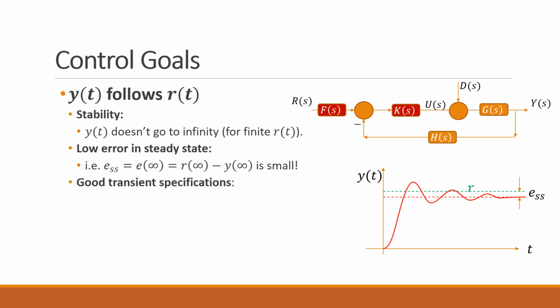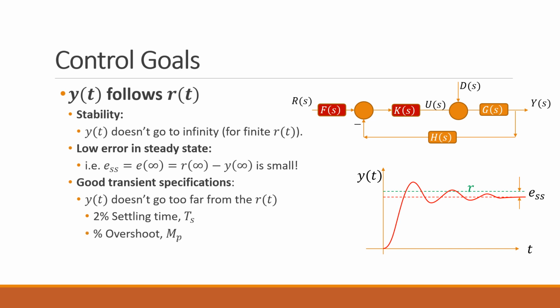Finally, even though we want Y of t to eventually follow R of t, we may have some other specifications on the way, and we call these the transient specifications. The gist of these specifications is that Y of t doesn't go too far beyond R of t, and it stays within limits. The examples of these specifications are 2% settling time. It is defined as the time taken by Y of t to reach within plus or minus 2% of the steady state value. Another example of the transient specification is the overshoot. It is defined as the maximum amount in percentage that Y of t ventures away from its steady state value. We can see the settling time and overshoot in this graph.